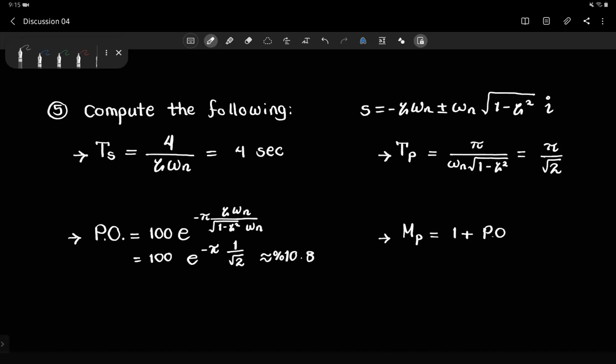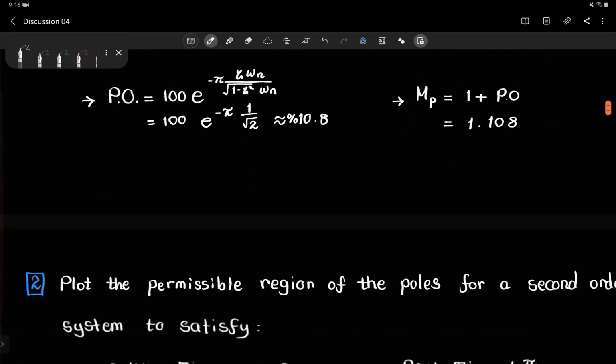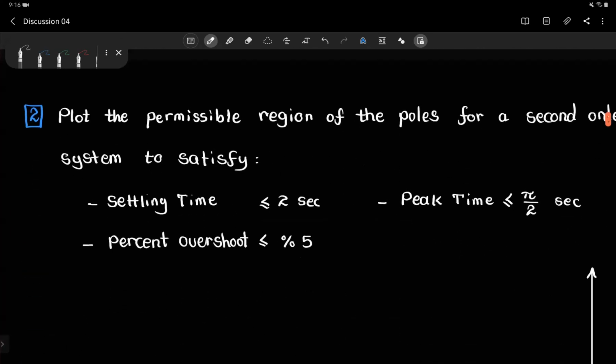Any questions? And then the peak response is just 1 times the percent overshoot. So this is 1.108. Any questions so far? Okay, moving on.